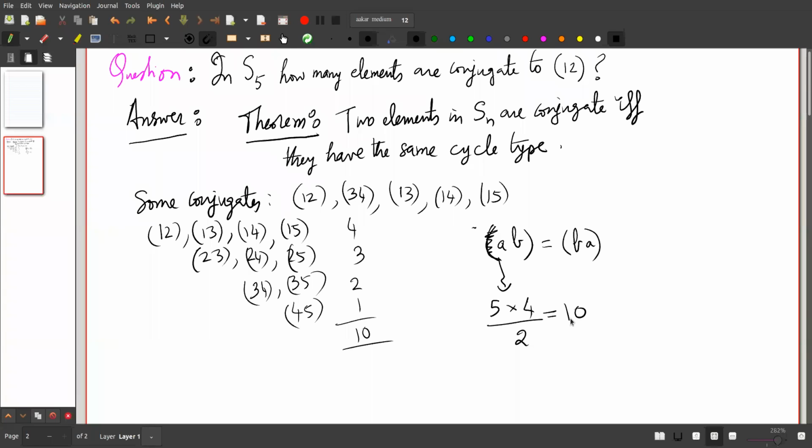I think the explanation you gave is very good. 5 cross 4 is the number of ways you can write two elements (A B), right?